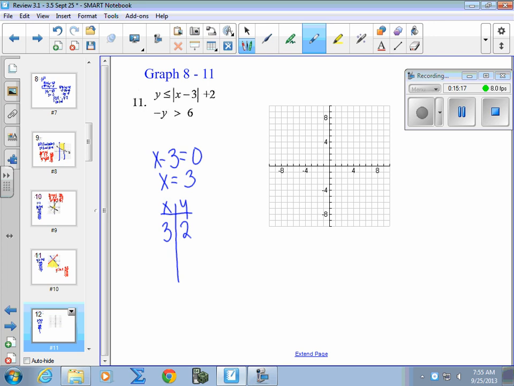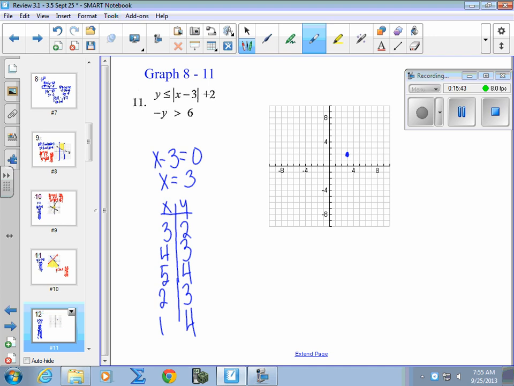So we're over at 3 and 2. That would be the vertex. We need to choose some points to the right, so 4 and 5. We need to choose some points to the left, so 1 and 2. We plug in 4, we get 3. We plug in 5, we get 4. We plug in 2, we get 3. We plug in 1, we get 4.